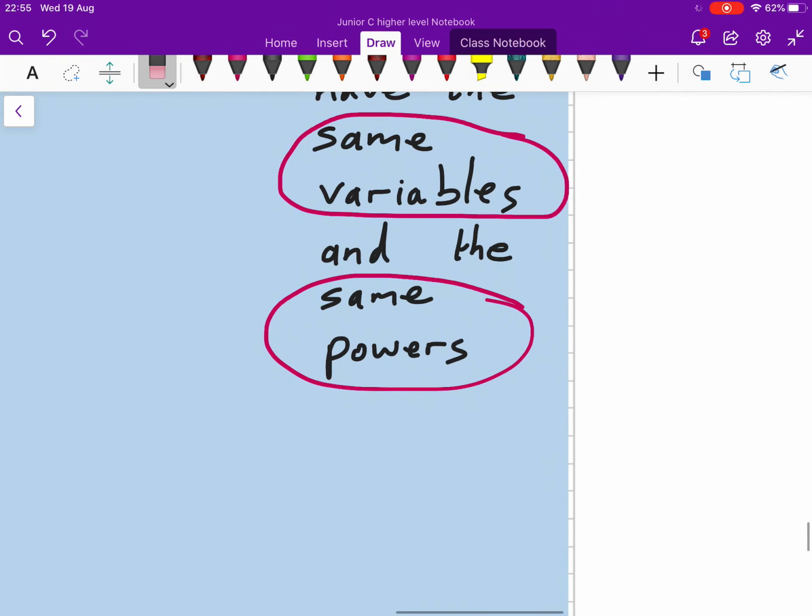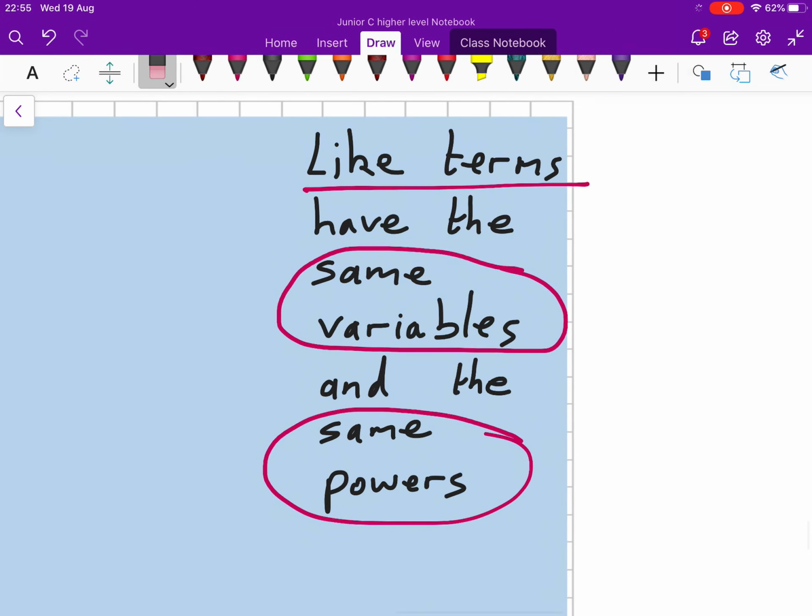What can we say about these like terms? Like terms have the same variables and the same powers. Must have the same variables and the same powers.